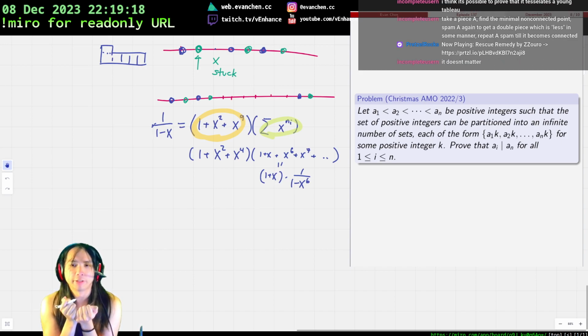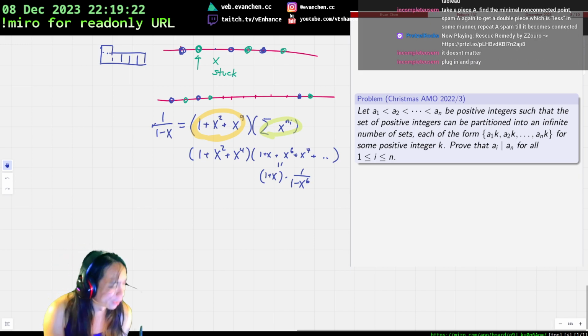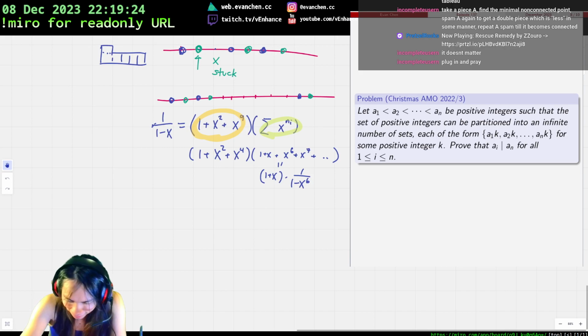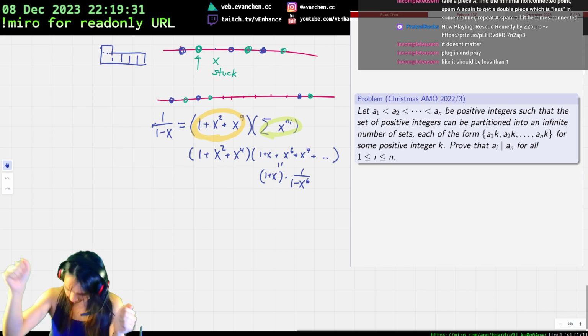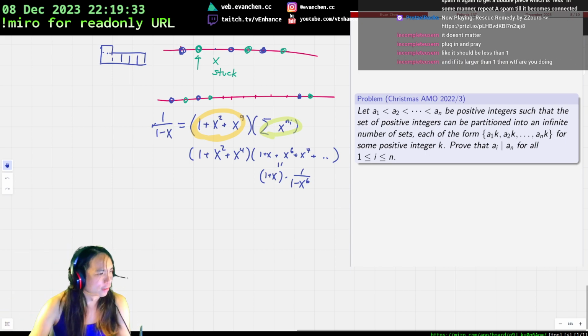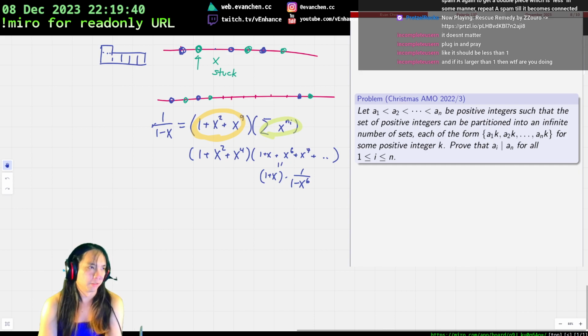So in the one-dimensional case, it doesn't matter, plug in, pray. Yeah! We vibing! You should plug in something with absolute value less than 1, and then everything should converge.